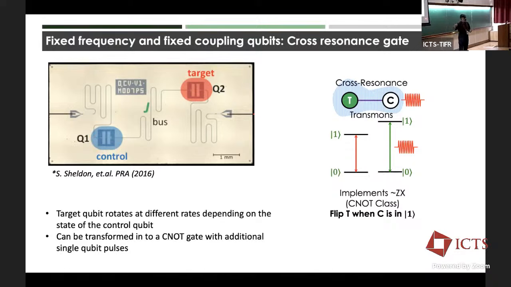And over time, it will give rise to unwanted phase accumulations, which will affect your algorithm. These are called coherent errors, because this is not due to some decoherence process. This is an unwanted unitary operation which is happening in your system. And this is the primary reason, as I had mentioned, why IBM chose to keep their connectivity limited.